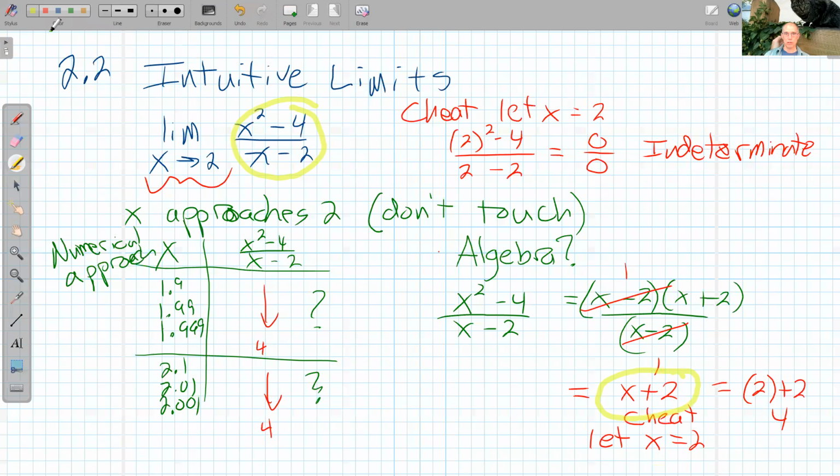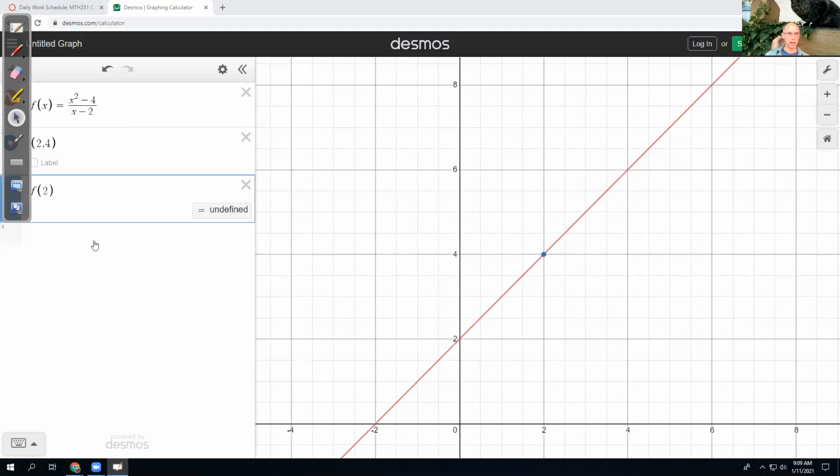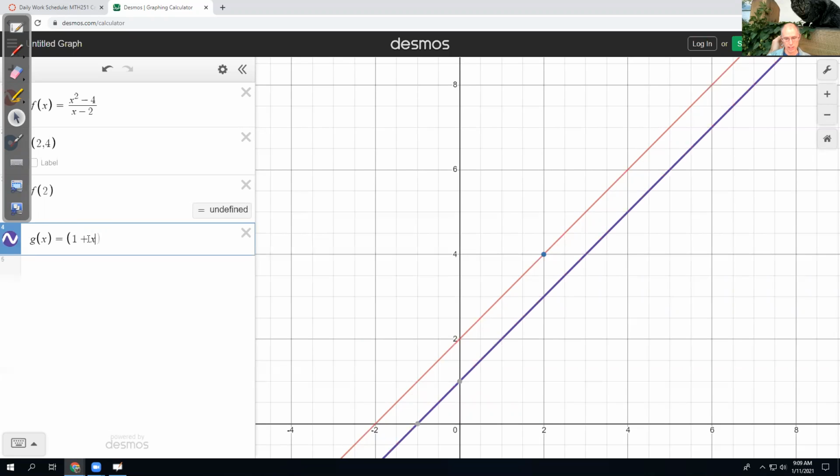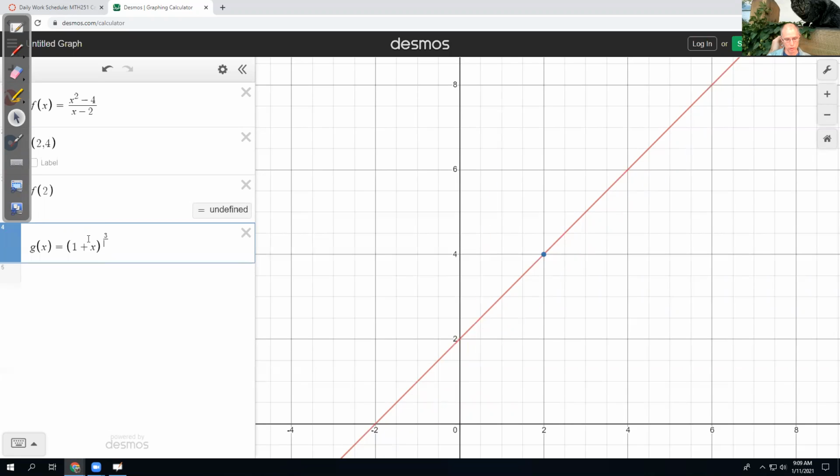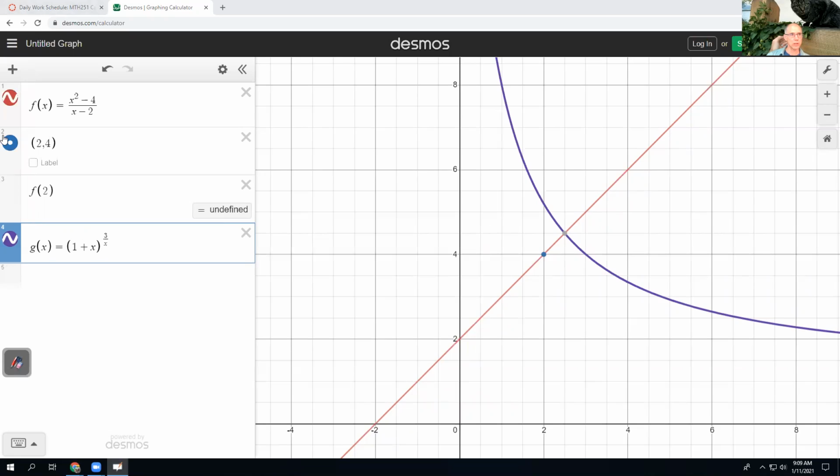So let's look at another example. How about, call this g of x, and it's going to be equals parentheses 1 plus x raised to the power 3 over x. And let's turn off this other one. That point.